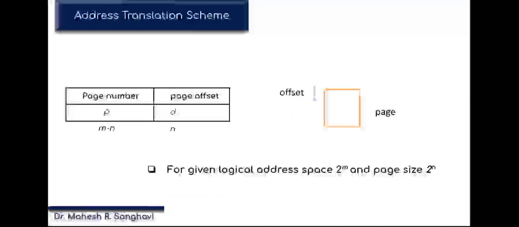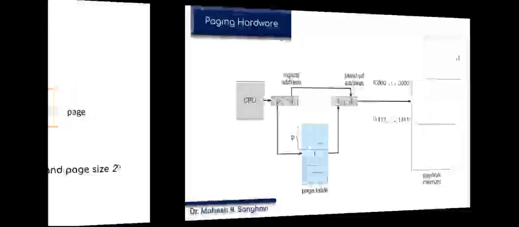That is why this address translation scheme tells you that whenever you have to read any page, you take the page number and then the offset. You first select the page number, and then whatever you want to read, you use the offset. That's the beauty of using P as well as D.